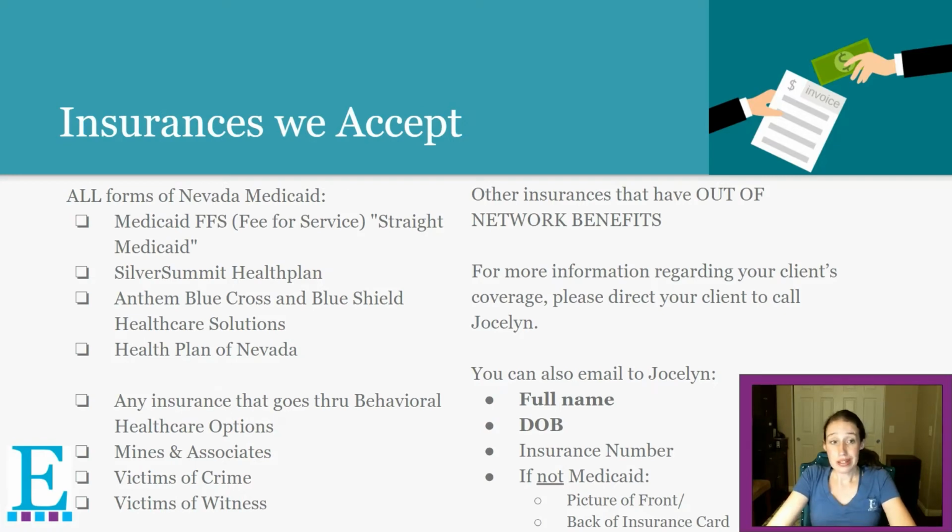The insurances that we accept, of course, you can come back to this, but we accept all forms of Nevada Medicaid, and we accept a lot of commercial types of insurance too. And if you have a question about that or someone's asking you, just ask Jocelyn. We also accept insurances that have out-of-network benefits, and clients at any time can call the office to verify their benefits to see if they can receive services from Elements. If you want to help a client with that, she's going to need their full name, their date of birth, their insurance number, and if they don't have Nevada Medicaid, she's going to need a picture of the front and back of their insurance card.